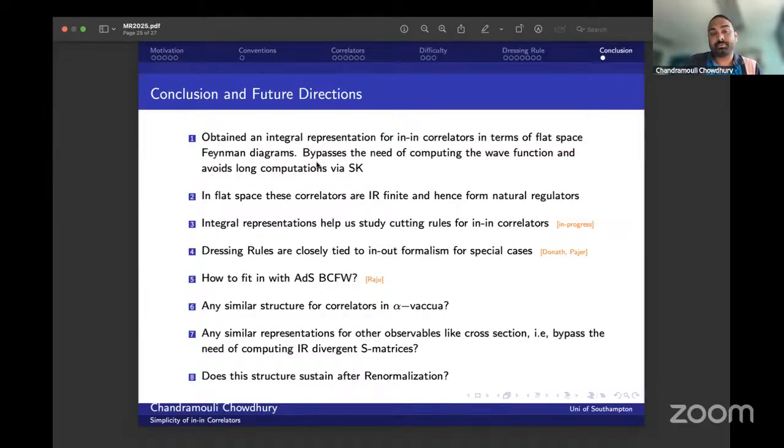And finally, which might be of interest to people working in flat space, is there any representation like this for observables in flat space, like the scattering cross-section and so on? And how do you start renormalizing these?